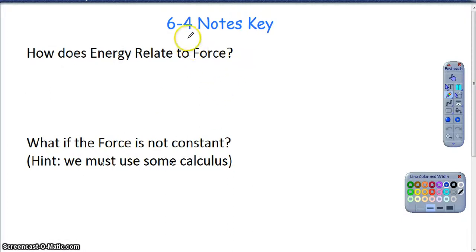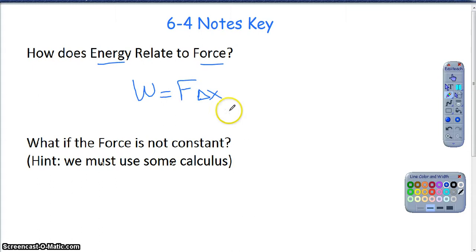Okay, so let's begin with 6.4 notes here. To start off this section, I want to go back in relating energy to force. How does energy relate to force? Well, the easiest way to relate energy to force is through work. We know work equals force times the displacement.